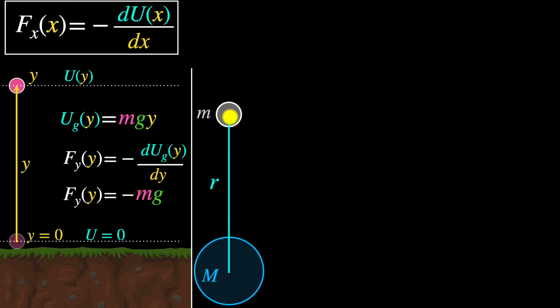Now, if we choose the potential energy to be 0 when they're infinitely far apart, that's our reference, then the potential energy of this system is given as minus GMm by r. Now from this, can we recover the underlying conservative force?